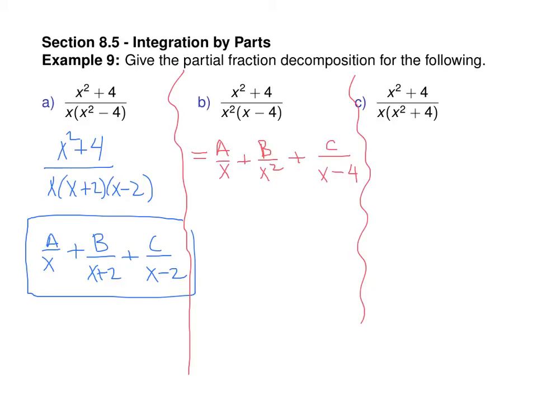For part C, this x squared plus 4 is an irreducible quadratic factor. So when decomposing that, the partial fraction decomposition is A over x plus Bx plus C over x squared plus 4. Remember that when you have an irreducible quadratic factor, the numerator has to be a linear factor. So Bx plus C is how you represent that. That's a linear term.